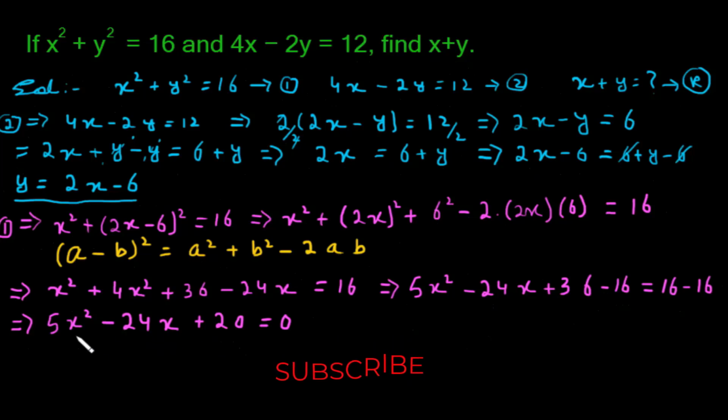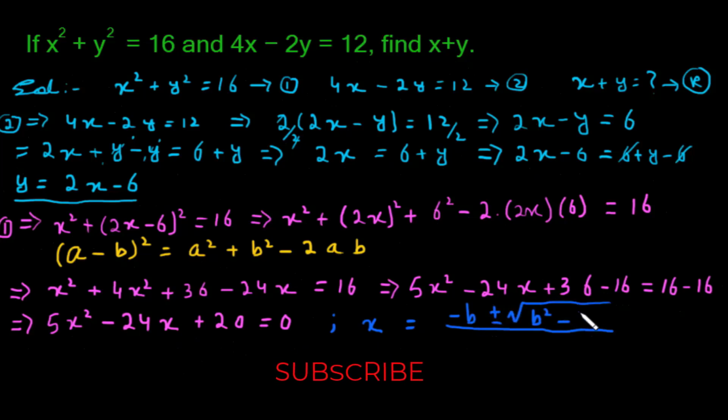Now I can clearly see that it is a quadratic equation in x. So that has a solution according to the quadratic formula. It is x is equal to minus b plus minus square root of b squared minus 4 times a times c, divided by 2a. Now a is the coefficient of x squared, b is the coefficient of x, and c is a constant.